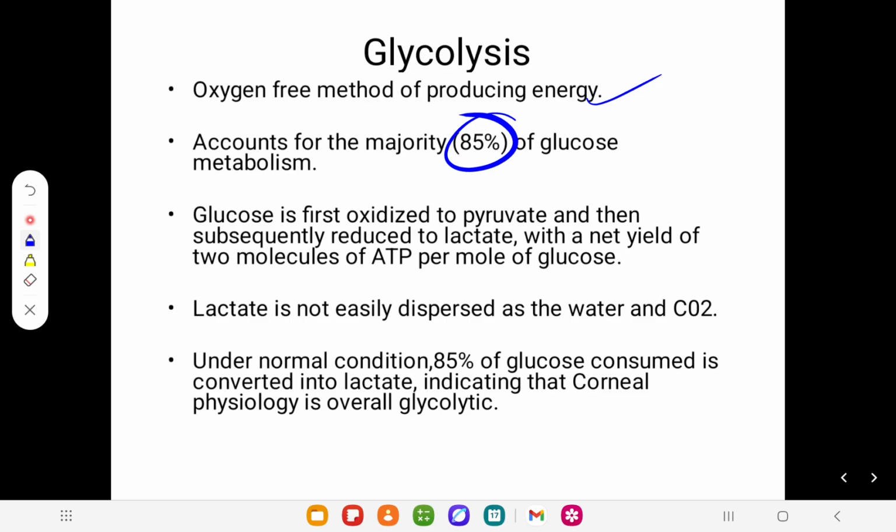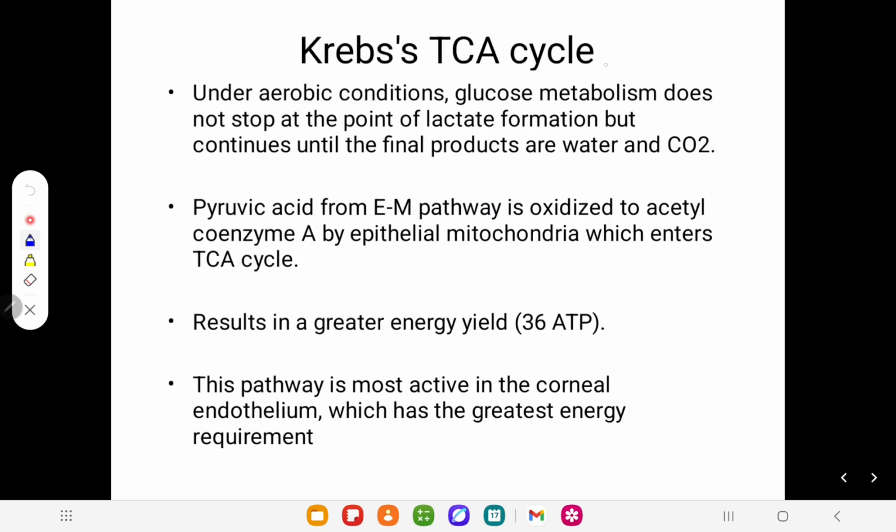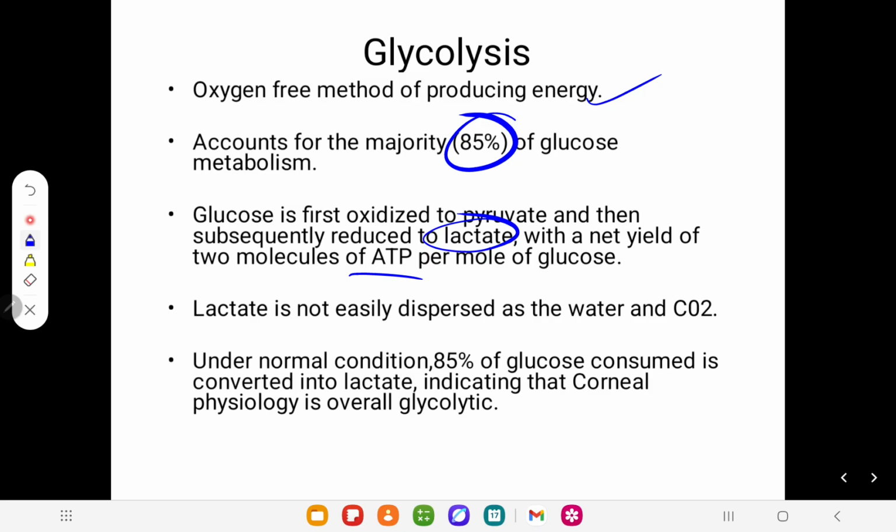So glucose is first oxidized into pyruvate and then subsequently reduced to lactate. Yes, that's where the game is, with a net yield of only 2 ATPs per glucose. And lactate is not readily dispersed as water and CO2. See, if the Krebs cycle is happening, then the byproducts are water and CO2. If there is glycolysis, then the byproduct is lactate. CO2 and water disperse easily, but lactate not at all.